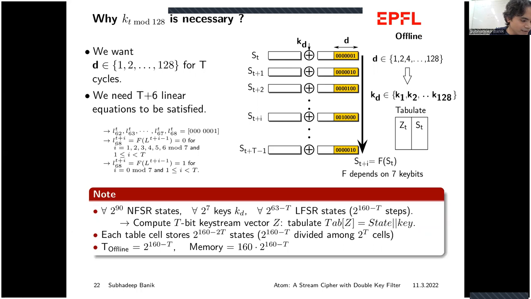So in the offline stage, we store in the table all such internal states: all the 2 to the power 90 NFSR states, all the 2 to the power 7 keys, and all the 2 to the power 63 minus T weak LFSR states, and the corresponding keystream bits that they produce. The offline complexity is around 2 to the power 160 minus T, and memory complexity in bits is around 160 times that.